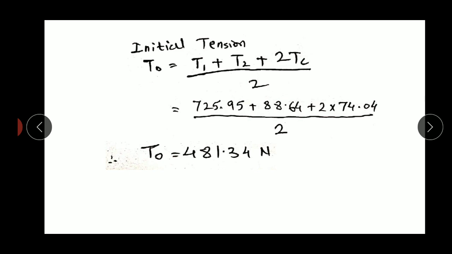So two things were asked. First is power, which comes as 10.01 kilowatts, and the other thing we had to find is initial tension T0. We found T0, it comes as 481.34 newtons. Remember the unit as newtons. So our question is complete now.